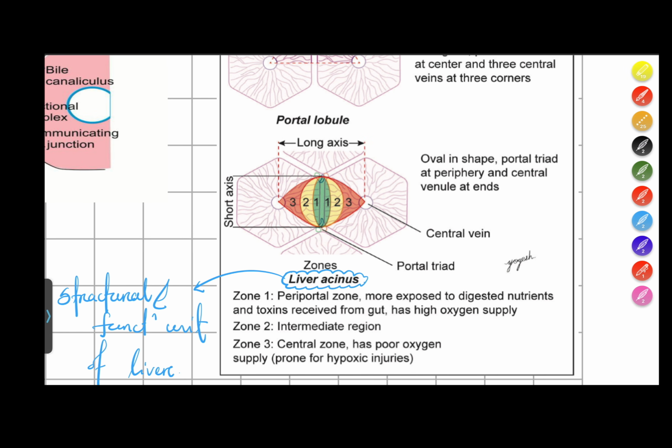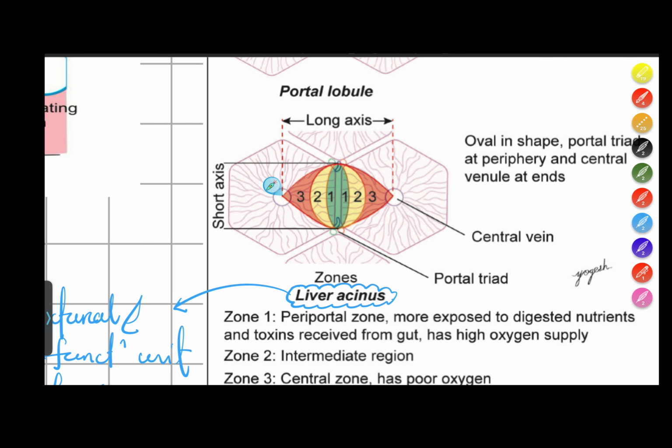And there are two axes. One is the short axis, one is the long axis. Now the short axis, this is the short axis. It divides the liver acinus into two parts. What is the long axis? If we join the two central veins of the adjoining two classical lobules, then we get the long axis. The short axis divides the liver acinus into two parts.